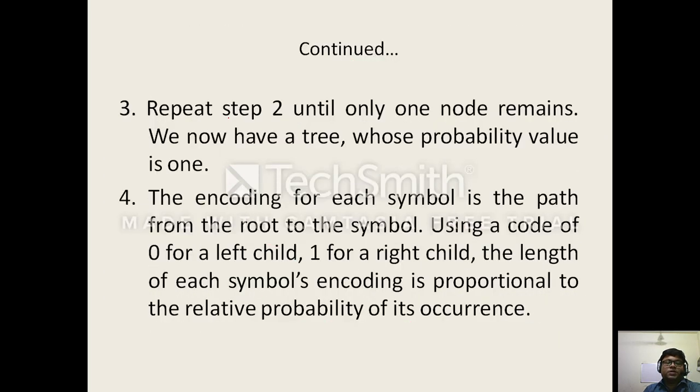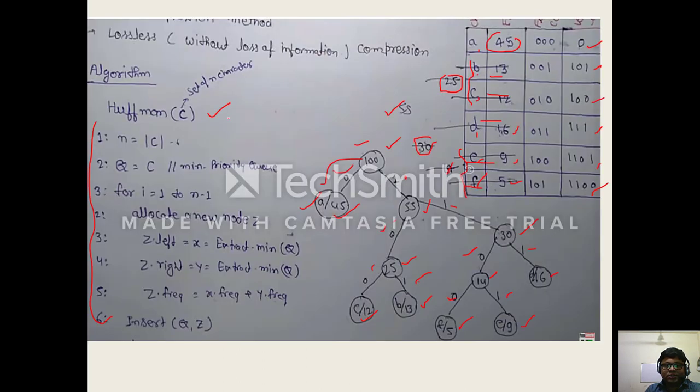Step 3: repeat step 2 until only one node remains. We now have a tree whose probability value is 1. The encoding for each symbol is the path from the root to the symbol, using a code of 0 for the left child and 1 for the right child. We can see here 0 for the left child and 1 for the right child.